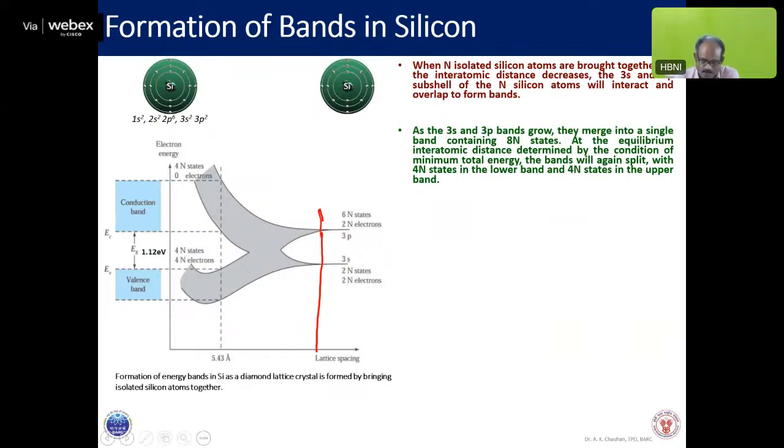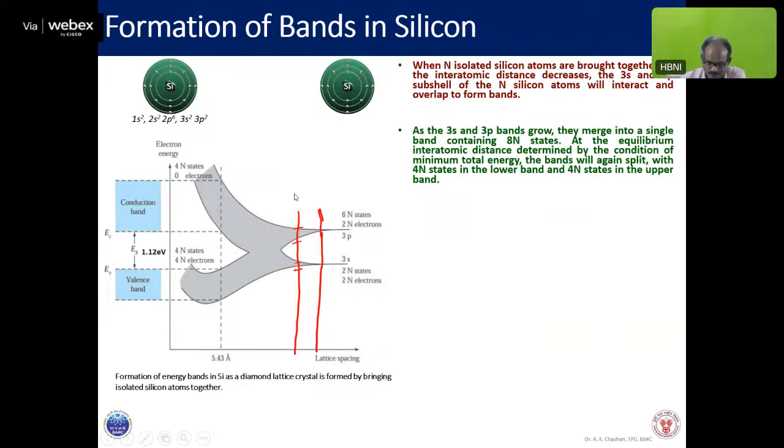Now suppose I have brought all these silicon atoms. It is an infinite lattice. There are n atoms which are sitting at a definite distance, which is the lattice parameter. So what I will see is that there are still 3s levels and 3p levels. They are still existing. If I bring them further close, and I come to this point, then I can see these levels are broadened.